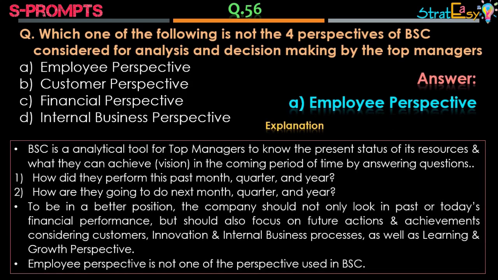Balanced scorecard is an analytical tool for the top managers to know the present status of their resources and what they can achieve in the coming period of time by answering questions like how did they perform this past month or quarter or year, and how are they going to do the next month or the next quarter or the next year. To be in a better position, the company should not only look at the past or today's financial performance, but should also focus on future actions and achievements considering customers, innovation, and internal business processes as well as the learning and growth perspective. Employee perspective is not one of the four perspectives of the balanced scorecard.